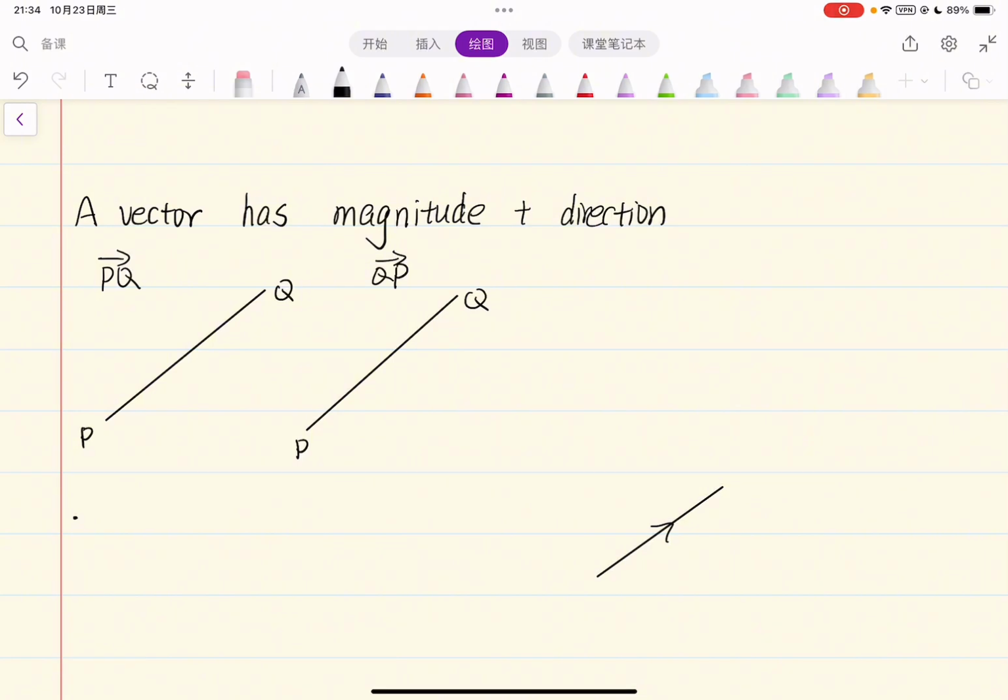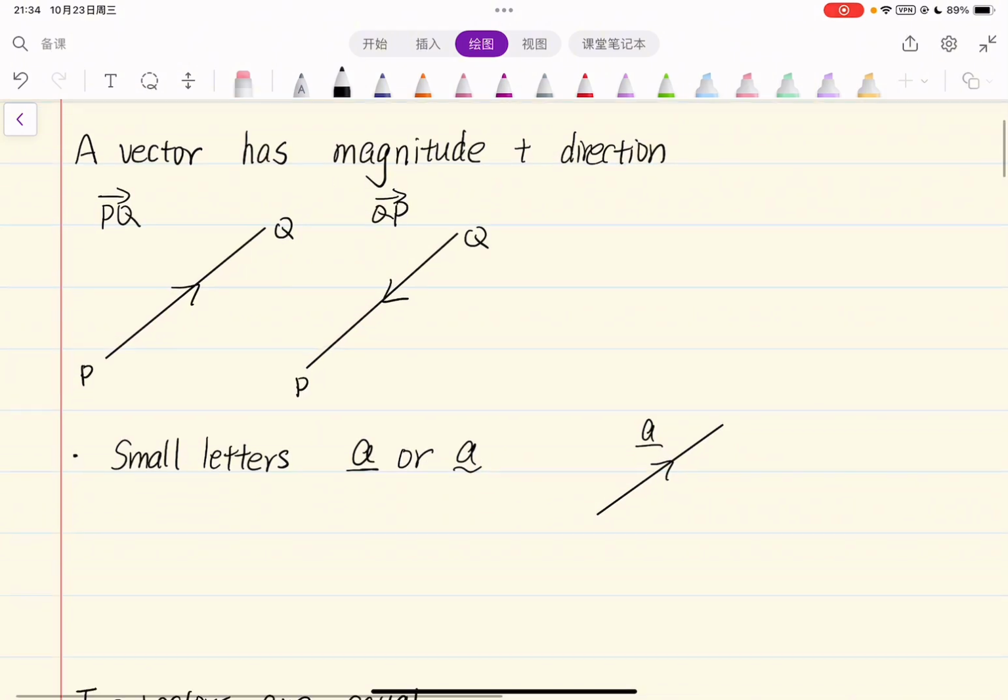For the vector PQ, it's from point P to point Q, and for the vector QP, it's from point Q to point P. And we usually use small letters to represent the vectors, such as a, and we underline it. Or we can write it as a with a small wave under it. So we have the vector a.